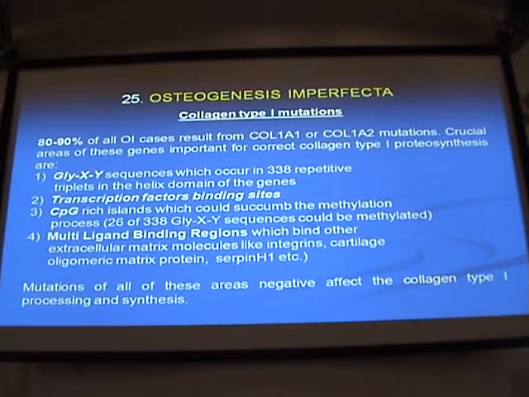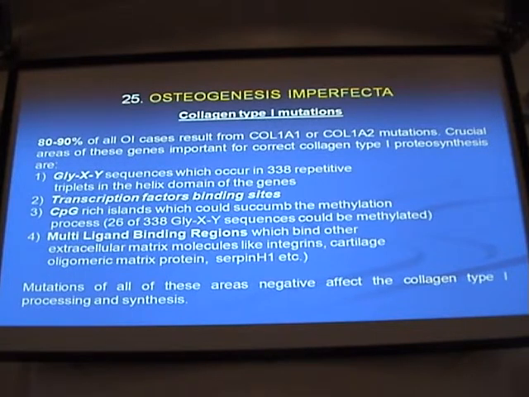Collagen type 1 mutations are present in 80 to 90% of all OI cases and result from COL1A1 or COL1A2 mutations. Crucial areas of these genes important for correct collagen type 1 protein synthesis are glycine-X-Y sequences, which occur in 338 repetitive triplets in the helix domain of the genes.